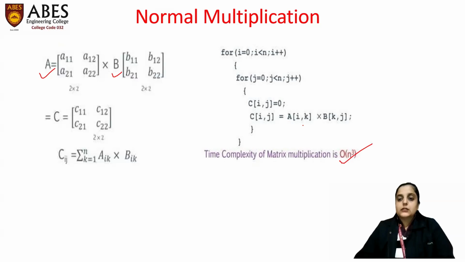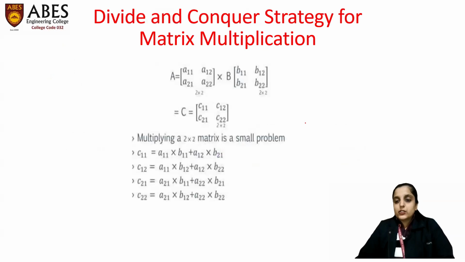After this normal multiplication, we came up with the divide and conquer strategy. The divide and conquer strategy says that we divide our big problem into a number of subproblems, and then solve each subproblem recursively one by one, which will help us reduce the time complexity.